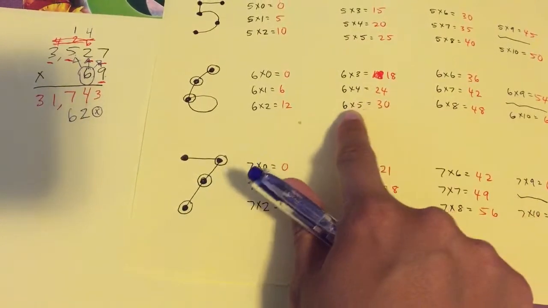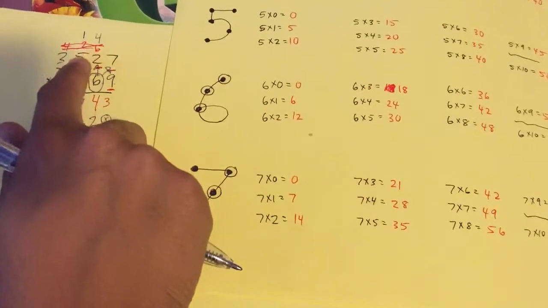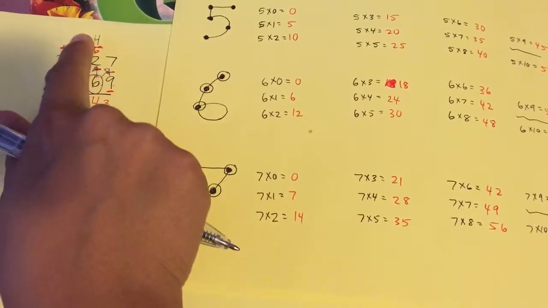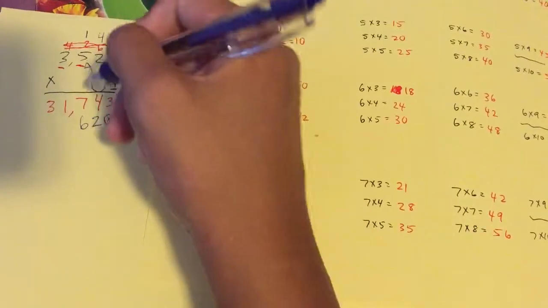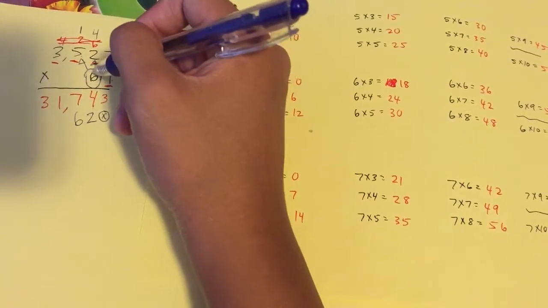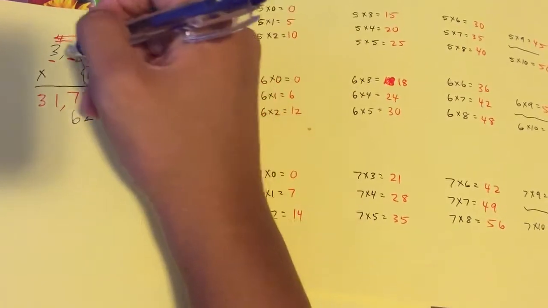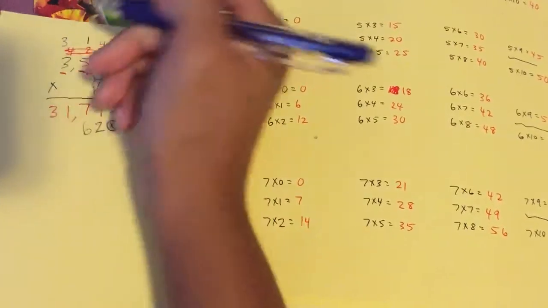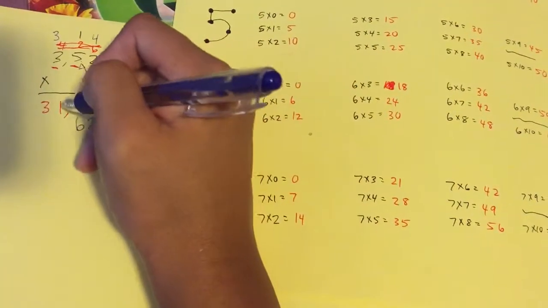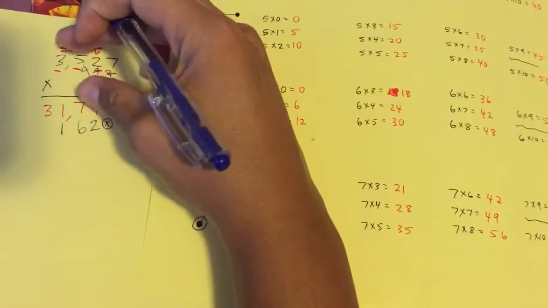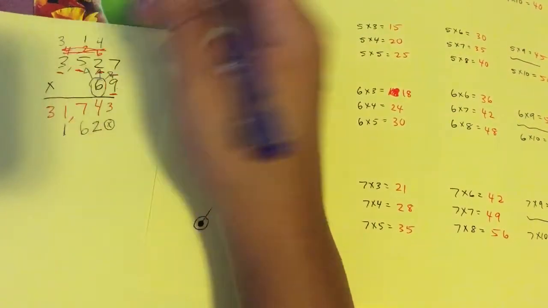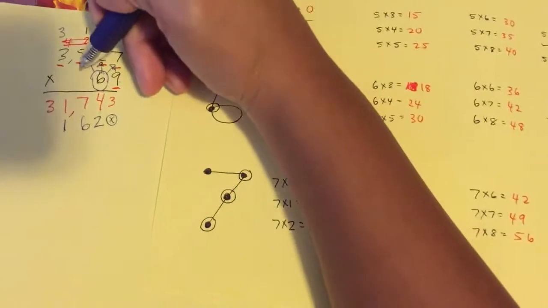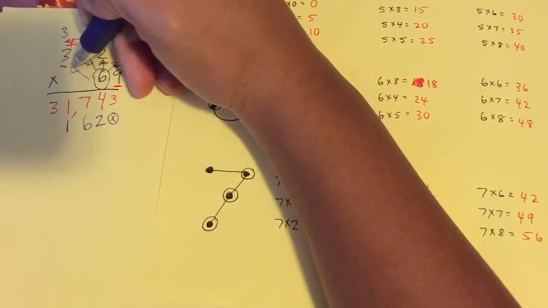6 times 5 equals 30. So 6 times 5 is 30, plus 1 is 31. And watch what I'm going to do here. The 31, the 3 goes on top of the next number we're going to multiply, which is this 3. And then the 1 goes under our next digit, 31. Last but not least, we're going to do 6 times 3.